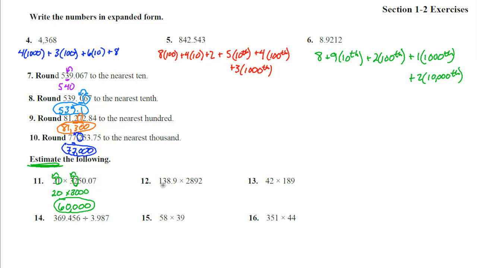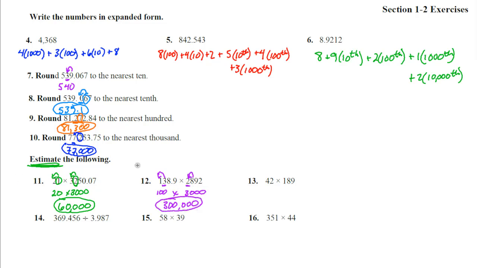Number 12. 138.9. So if we look at this number right here, that means that we're closest to 100 times, in this case, thousands place is the biggest. We look at the 8, and it is bigger than 5, so that means we're pretty close to 3,000. So it's 100 times 3,000, and we get 1 times 3 is 3, and then we have 1, 2, 3, 4, 5. 300,000. Cool.